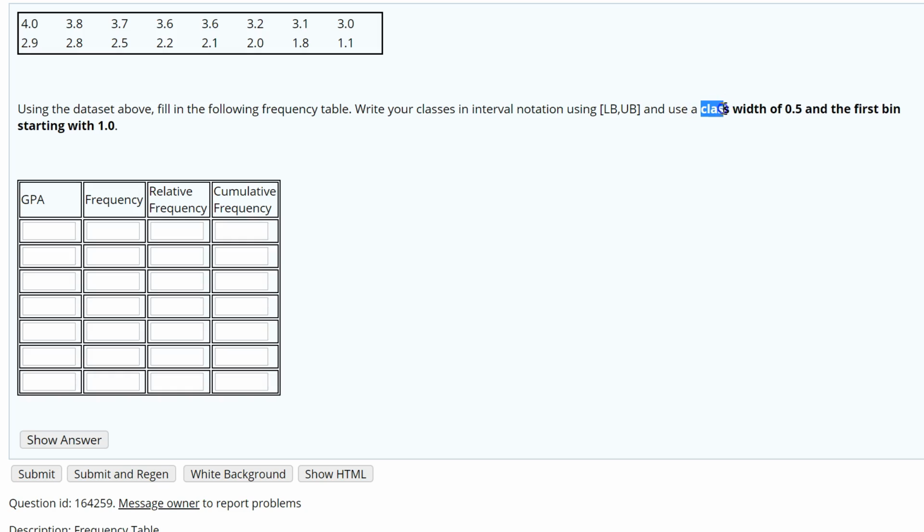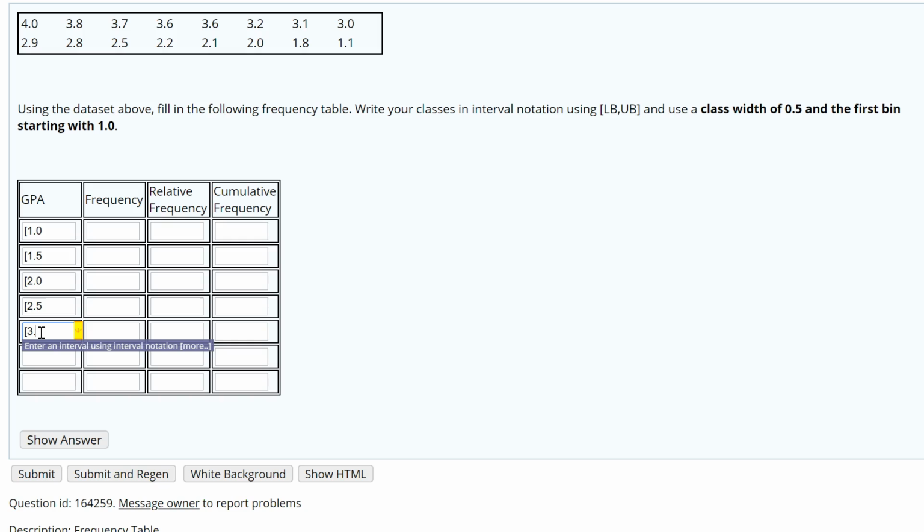So first, let's talk about this class width. Remember, what does it mean to have a class width of 0.5? It means that the distance between the start of every single class is going to be 0.5. So if we're starting off with 1.0, we can put in 1.0 into the first one. Well, what is 0.5 above that? That means the next one is going to start at 1.5. And then the one after that is going to start at 2.0. So we're just going to keep adding 0.5 and counting by 0.5s all the way until we get to the last class. And again, they're all done with brackets.